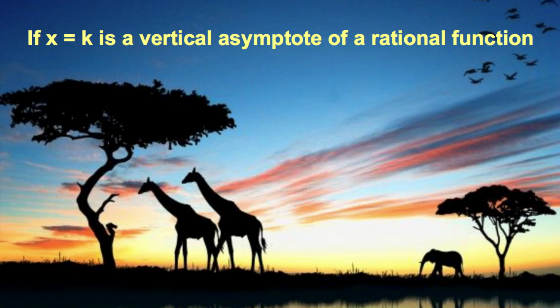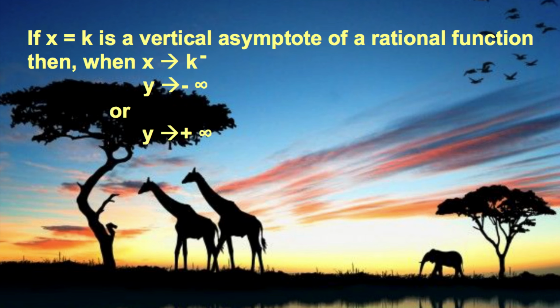If x equals k is a vertical asymptote of a rational function, then when x approaches k from the left, y approaches negative infinity, or y approaches positive infinity. If x equals k is a vertical asymptote of a rational function, then when x approaches k from the right, y approaches negative infinity, or y approaches positive infinity.